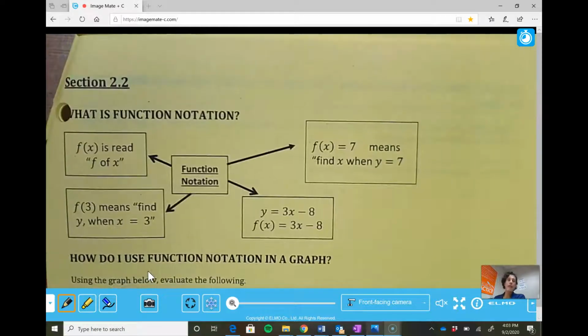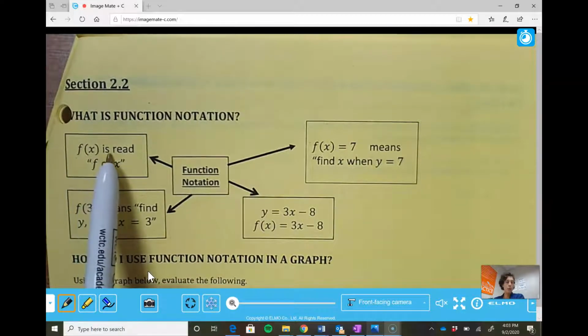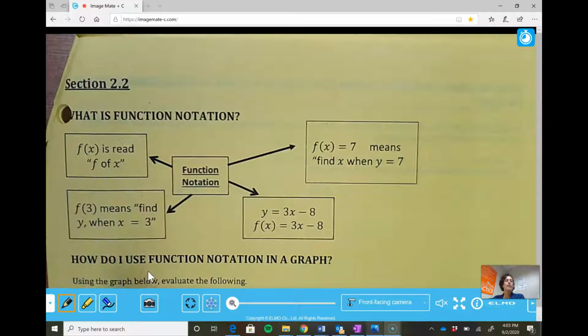So what is function notation? First of all, you're going to see this, f parentheses x parentheses, and we say f of x. So f is for function, and x is that traditional variable, x and y. They don't always use f of x. Sometimes they use h of x, h of t, g of m. You'll see some as we go through the examples.